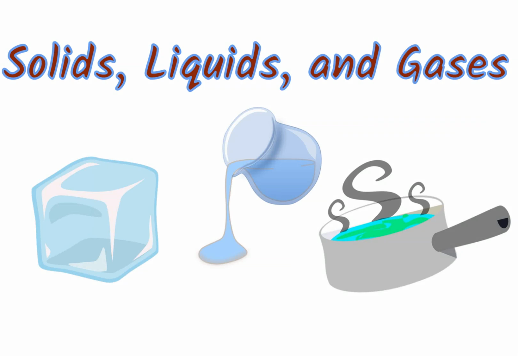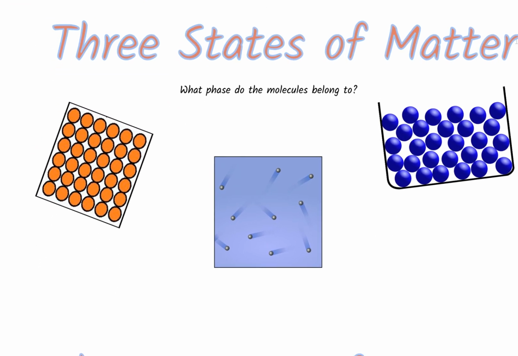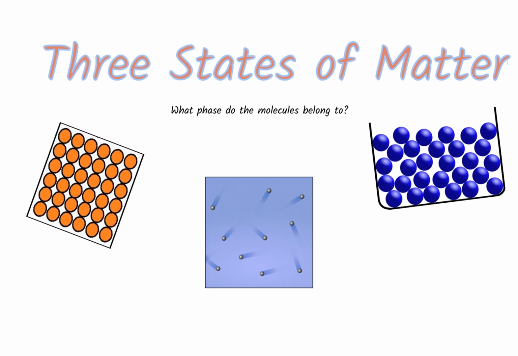Welcome back, everyone. Today we're going to be looking at the properties that really differentiate the three states of matter, which are the solids, liquids, and gases. We'll start with the basics. There are three states of matter, and they can be represented by different properties of their molecules.